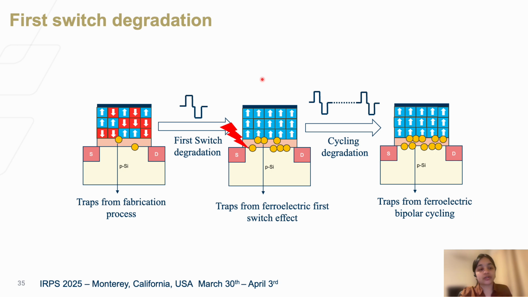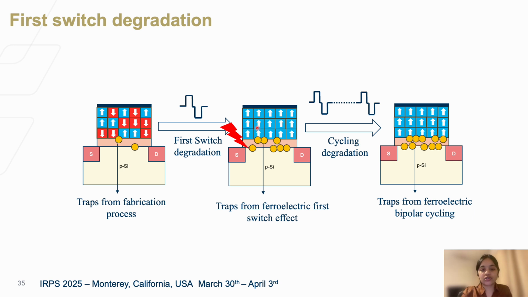So what exactly is happening here? In the as-fabricated state, the dipoles in the ferroelectric layer are oriented in random directions, and that leads to a negligible electric field across the IL layer. Now, after the very first write pulse, all of these dipoles orient in one particular direction, and that leads to a high electric field across the IL layer. In response, a large number of traps are generated in the IL to screen this polarization and lower the electric field across the IL. So that is the very first switch degradation. Subsequent cycling also leads to further degradation in this device.